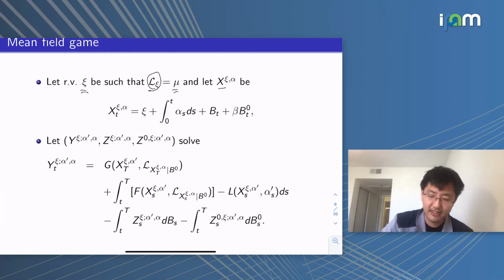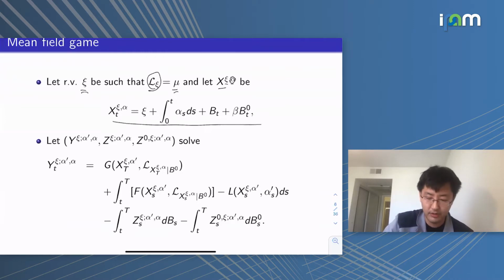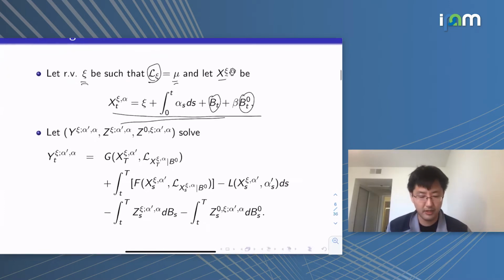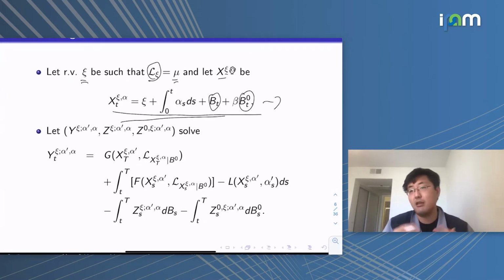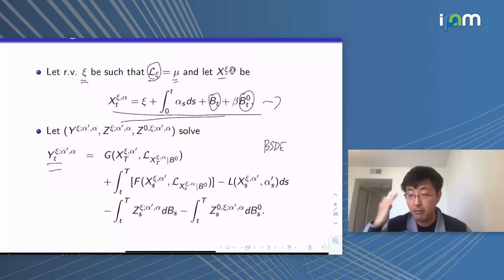And then X^{xi,alpha}, where alpha is the control, satisfies this equation, okay? B_t here is the individual Brownian motion, or individual noise, and B_t^0 here is the common noise, or the common Brownian motion. You can view this as a Fokker-Planck equation, and you can view the following thing as a BSDE, a backward stochastic differential equation. You can also view this as a Hamilton-Jacobi equation, because you can think of y as the value function, given the control.